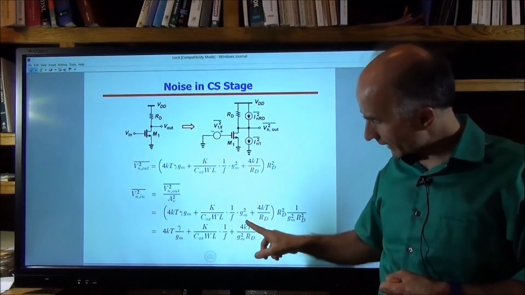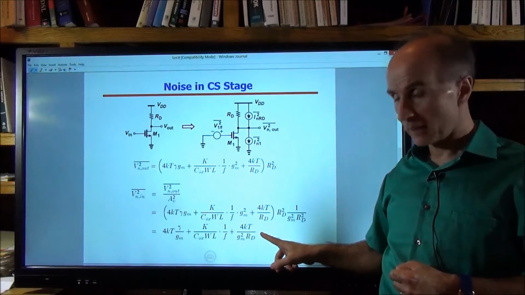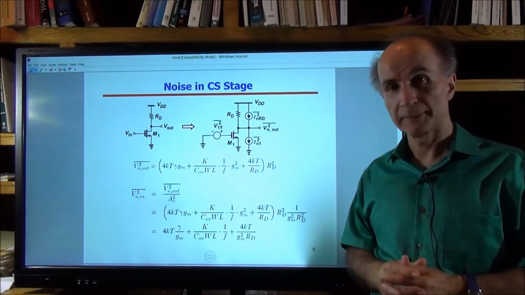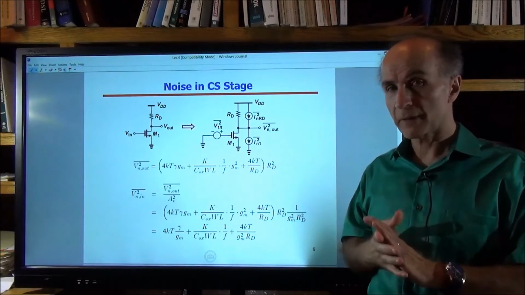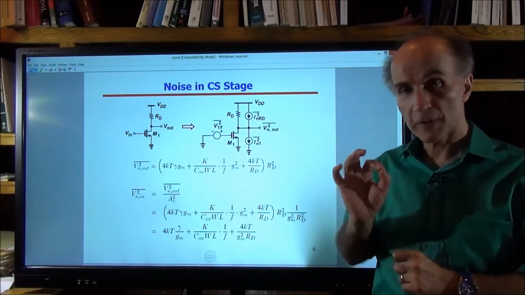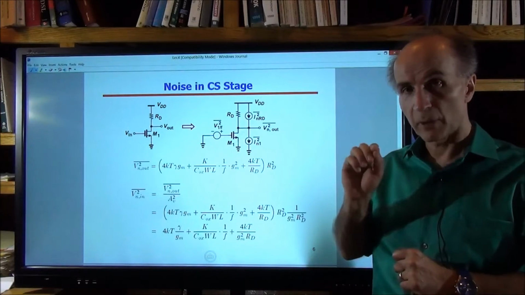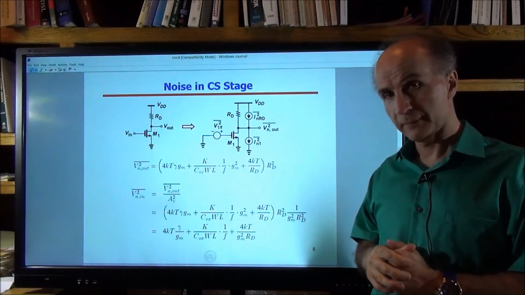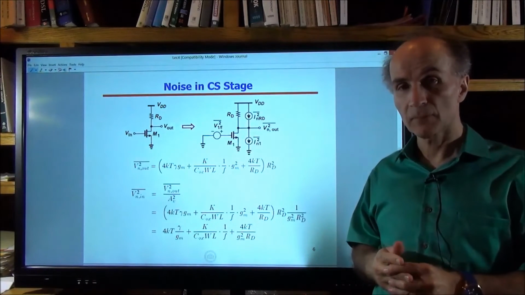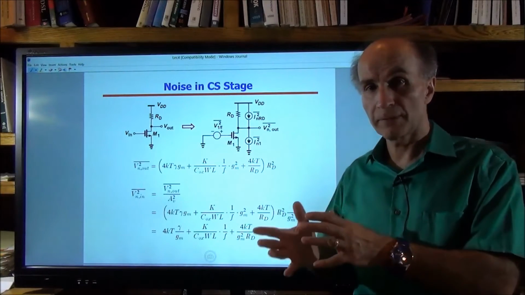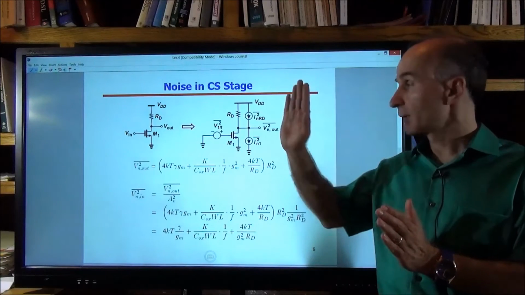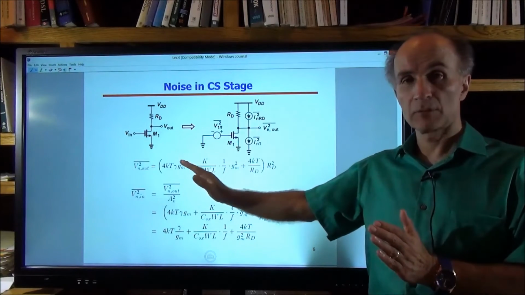Okay, and the last component that we have here is 4kT over Gm squared RD. Now what is that? Well, I can think of it this way. 4kT over RD is the noise current injected by RD into the output, right? This noise here. Now, I could try to refer this back to the input if I know the relationship between the output current of the circuit and the input voltage.